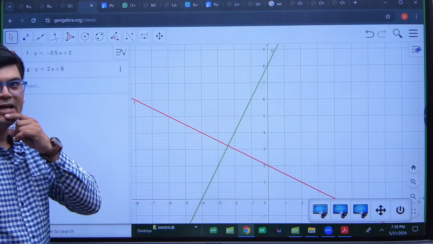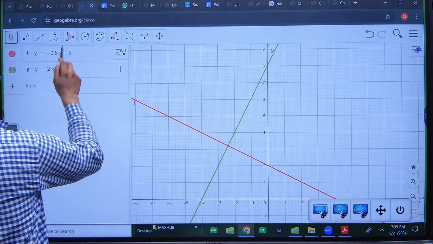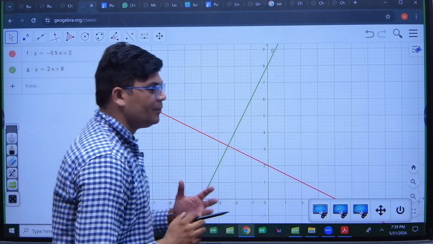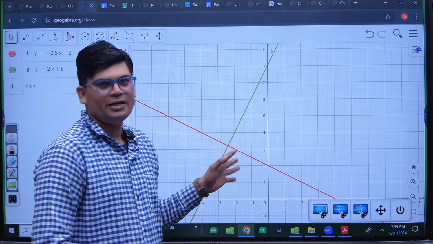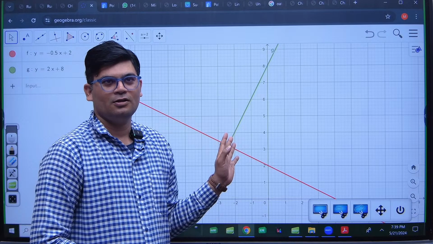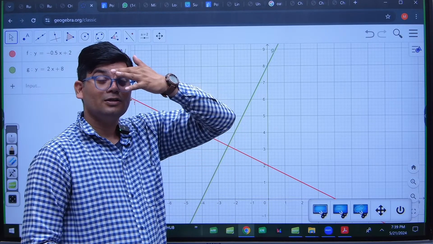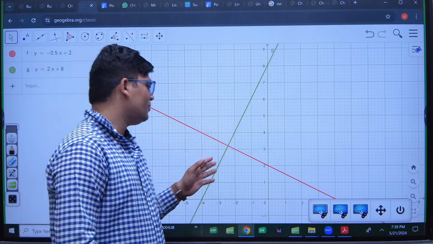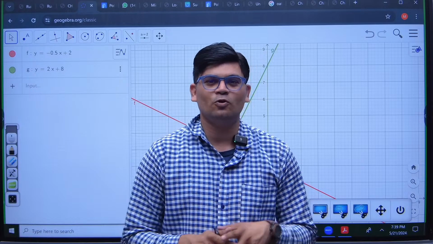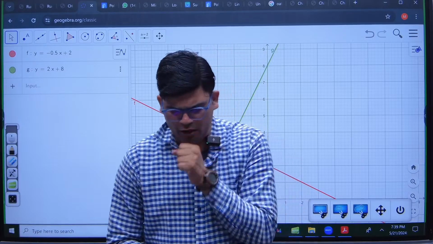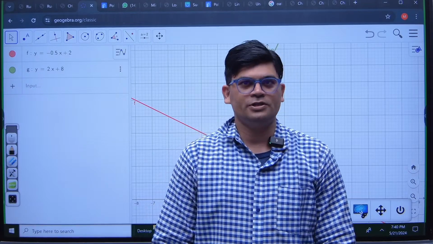And if I measure the angle between these two lines, it is going to be 90 degrees. I told you if the product of two slopes is minus 1, they are perpendicular to each other. By looking at the figure itself, you can make out this is 90 degrees. Are you getting it? Yeah. The slope product came out to be negative 1, and if the product of two slopes is negative 1, they are always perpendicular to each other. That is a theorem.